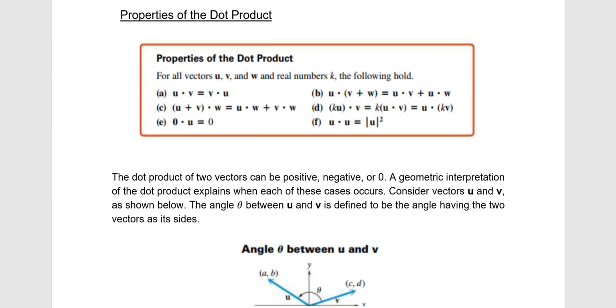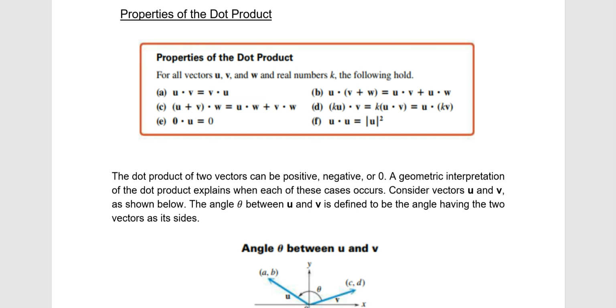So let's go over some properties here and what those values mean. For some properties of the dot product, if we are doing the dot product between two vectors, it's commutative, so u dot v is the same as v dot u. If we are adding two vectors and then doing the dot product with another one, that's essentially the same as distributing. So we can distribute the vector w and we get u dot w plus v dot w. And if we do the vector 0 dot u, that's always going to give us a scalar quantity of 0.